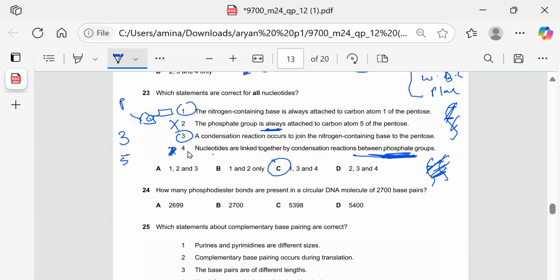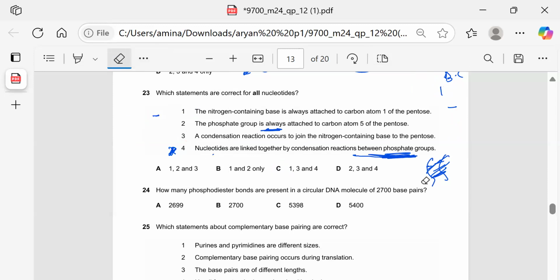Okay, let me revisit it. Carbon atom 5 of the pentose sugar. Okay, sorry. I'm going to revisit it. Let me erase it. I need to see it again. I think I have made some mistake here. Let me revisit it. Okay. Here we are.